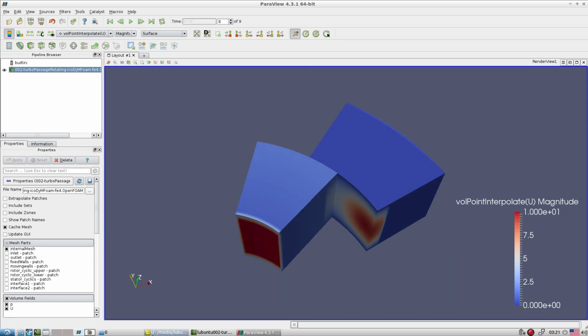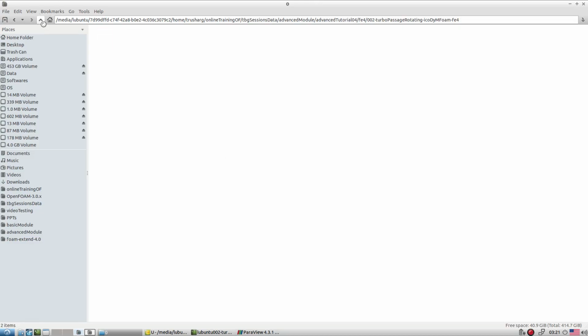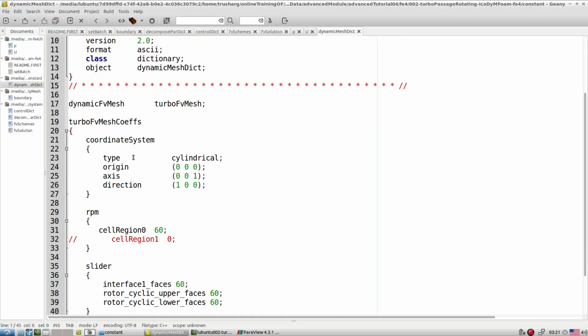And how it's able to rotate is defined in the dynamic file. So let's look at this. In dynamicFvMesh, we are using the turboFv option. For turbomachinery, there is a dedicated dynamicFvMesh library available. So we have a coordinate system, cylindrical in nature, with directions, then the axis and the origin.